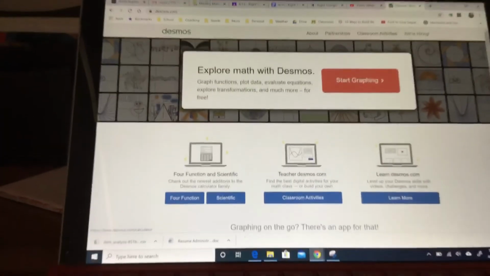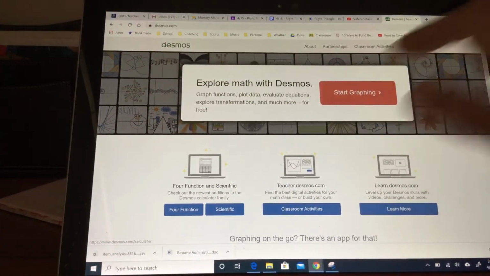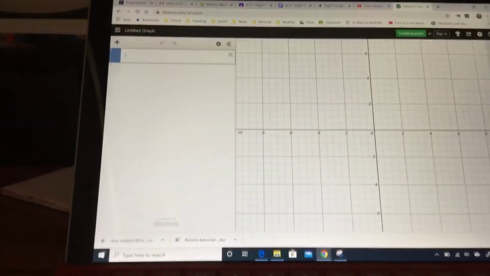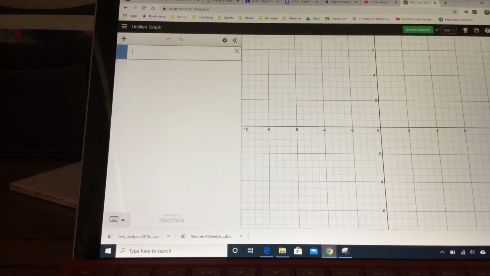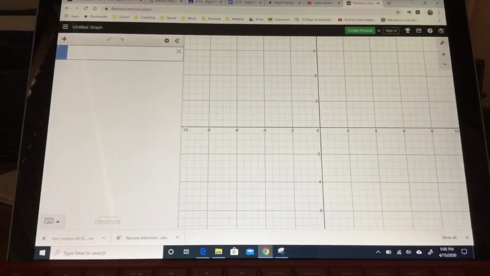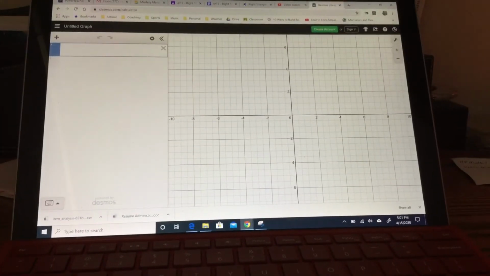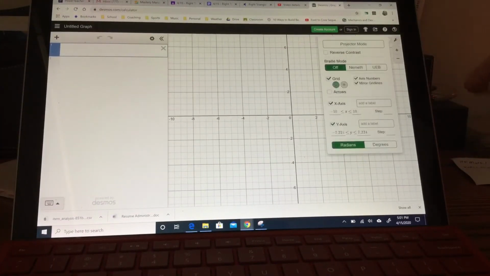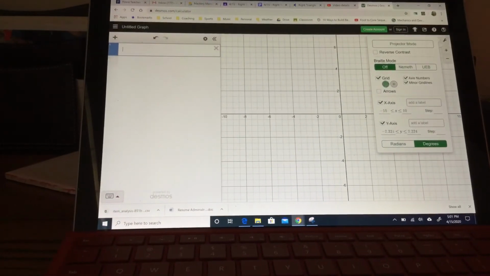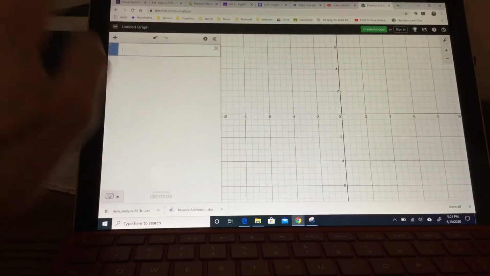So here we go. We're going to go to desmos.com. You'll click Start Graphing. And then from there, the first thing that we need to do, just like before, is go to this little wrench over here and make sure we're in the proper mode. You can see down at the bottom, we're in radian mode. We need to be in degrees. So I'm going to click on degrees. And then we want to input the inverse tangent of 7 over 10.